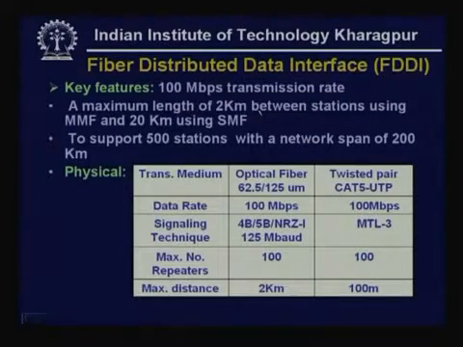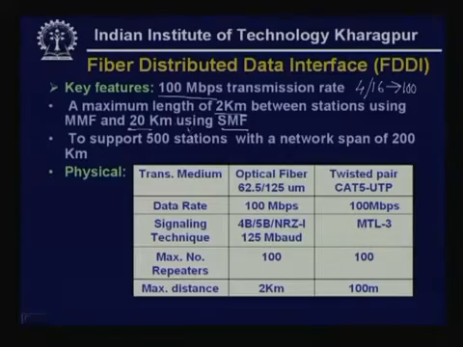Now, let us have a look at the key features of FDDI. One of the important features is the data rate. As you can see, the data rate has been increased from 4 or 16 megabits per second, which was used in 802.5 token ring, to 100 megabits per second. So, it is almost an order of magnitude enhancement in speed, and it can support a maximum length of 2 km between stations using multimode fiber and 20 km using single mode fiber.